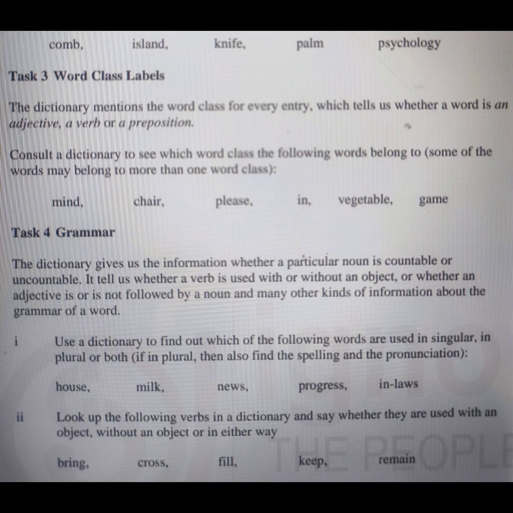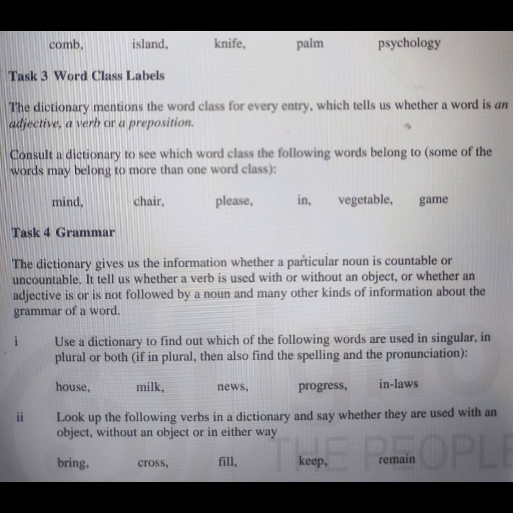Task 4: Grammar. The dictionary gives us the information whether a particular noun is countable or uncountable. It tells us whether a verb is used with or without an object, or whether an adjective is or is not followed by a noun, and many other kinds of information about the grammar of a word. Use a dictionary to find out which of the following words are used in singular, in plural, or both. If in plural, then also find the spelling and the pronunciation. House, milk, news, progress, in-laws.